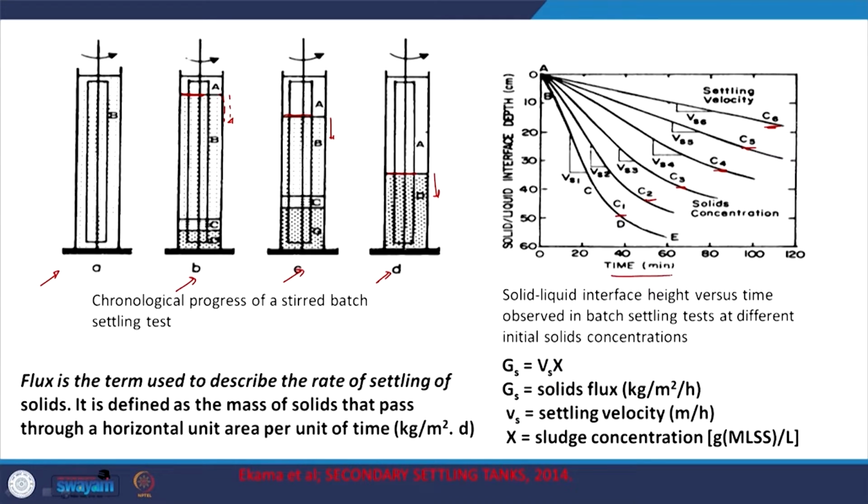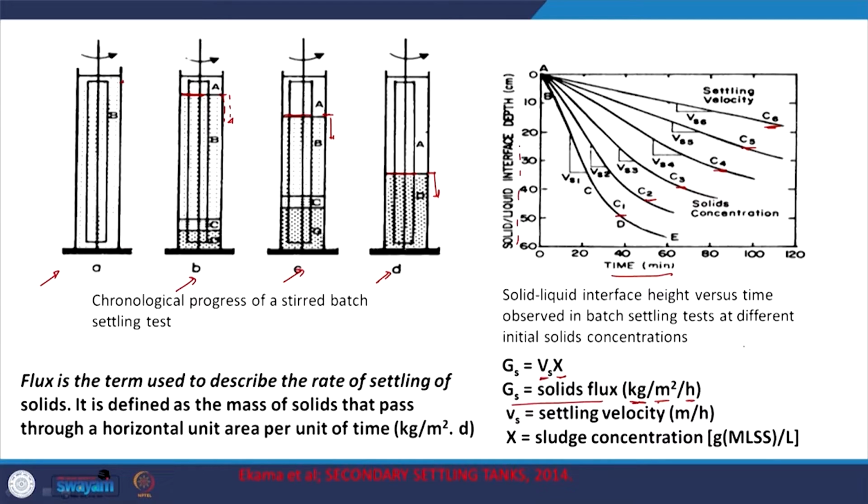What do we have? We have time and we have solid to liquid interface depth, as in this depth, and you can plot that for different concentrations. So, as I mentioned, the solid flux is mass per area per time. So, what is it equal to? It is going to be equal to the velocity, this velocity that you are measuring, times the concentration of the sludge.